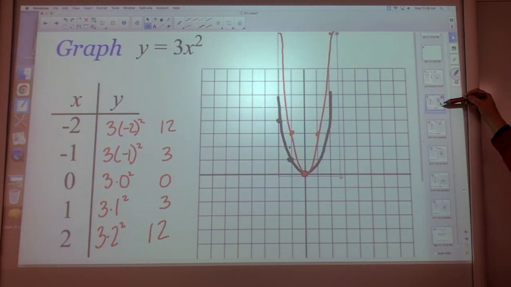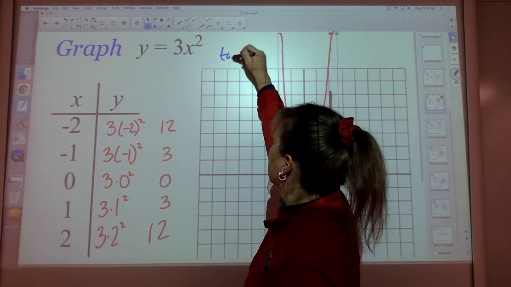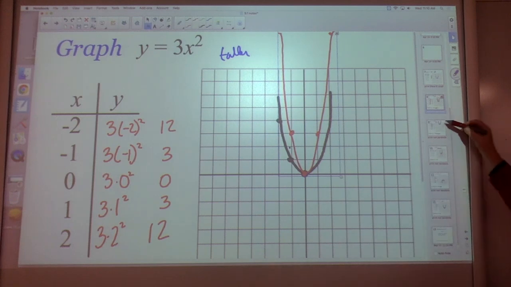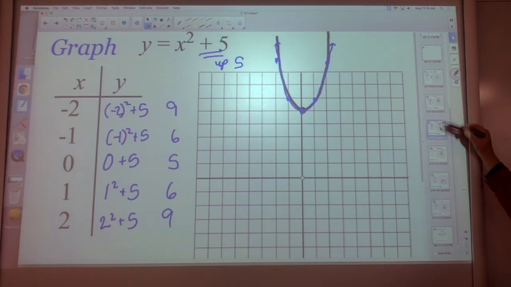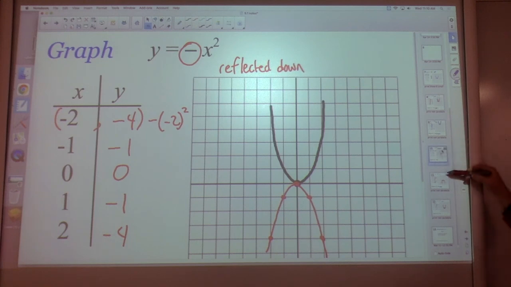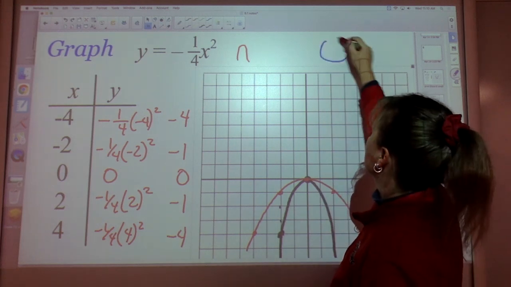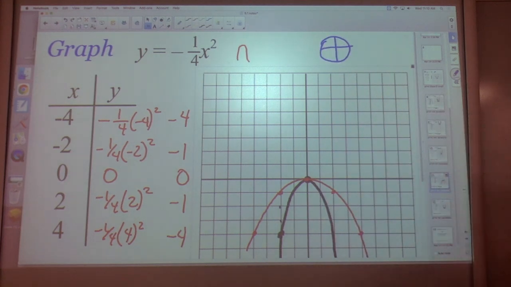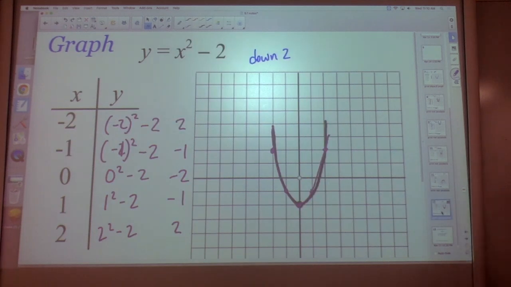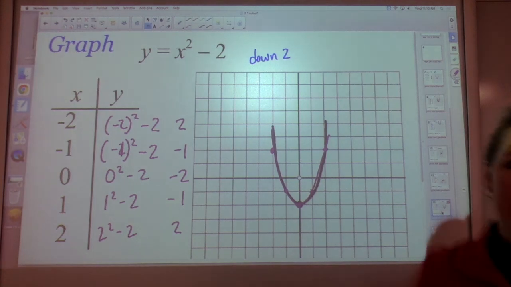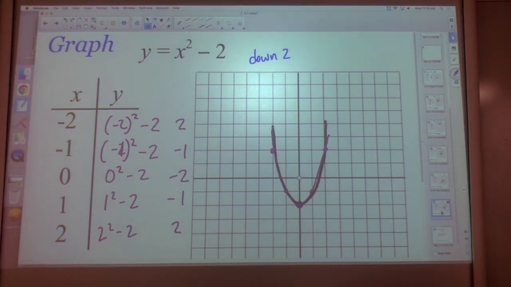All right, so here's the parent graph. When you multiply it, it gets taller. You may want to put that in there. Taller, of course, makes it look skinnier. When you add, it moves up. When you make it the opposite, it reflects. When you either divide or multiply it by a number smaller than 1, whether you take a pizza and cut it in fourths or divide it by 4, it's the same thing. 1/4 of the pizza is the same as dividing it by 4. What does that do? It makes it shorter. And if you subtract, it moves it down. So you've got to be able to graph, and you have to know your vocab. Good luck.